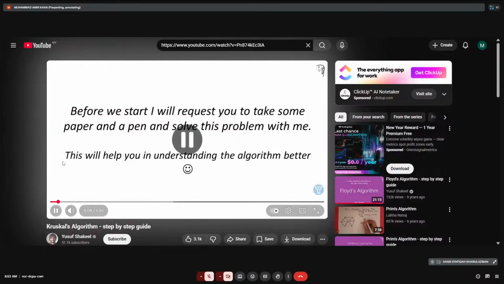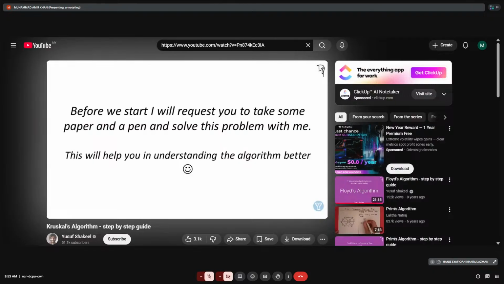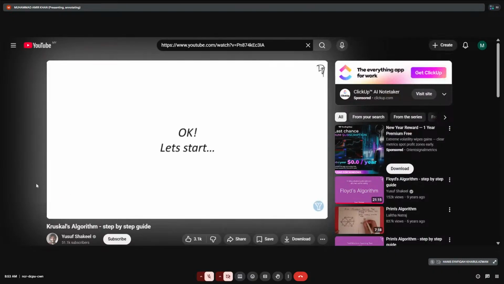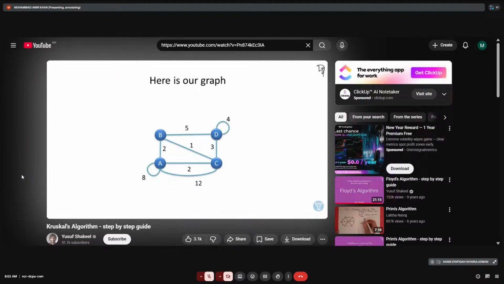Before we start, I will request you to take some paper and pen and solve this problem with me. This will help you understand the algorithm better. So the number 1 algorithm is Kruskal's algorithm. Very simple, very easy. You will see this video later also. This is our graph. How many nodes do we have? A, B, C, D, and we have some edges.